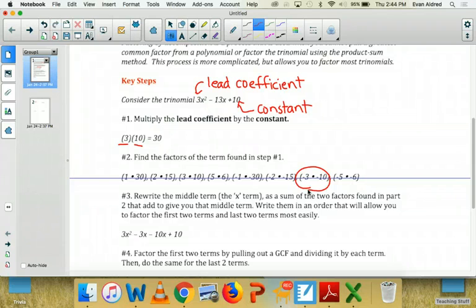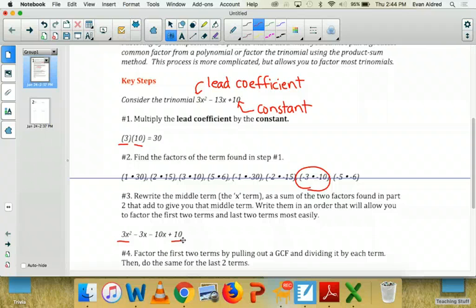We want to pair numbers that will work well together. So when we're rewriting our original expression, we're going to keep the 3x squared the same, just as it was in the original expression. We're going to keep the positive 10 at the end. That constant will remain the same as well. What happens in the middle will be different. Instead of writing negative 13x, we're going to write negative 3x and then negative 10x.